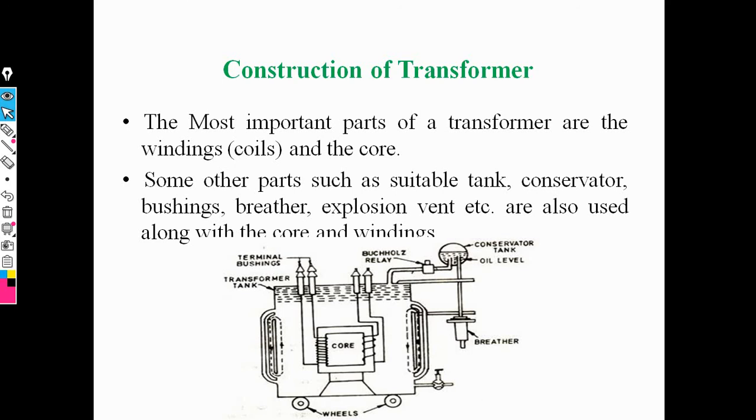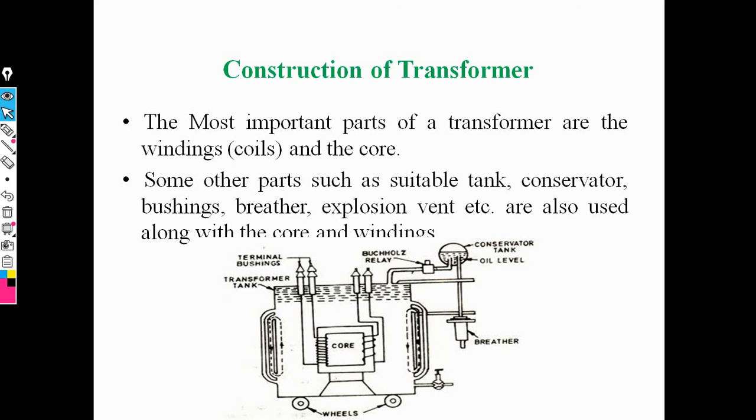Here we are using a single phase transformer. This is the terminal used for the supply voltage. It is a single phase transformer, so we have to use phase and neutral. The transformer core is placed in the transformer tank, and the tank is surrounded by mineral oil, called transformer oil, because transformer oil is used for cooling the transformer.